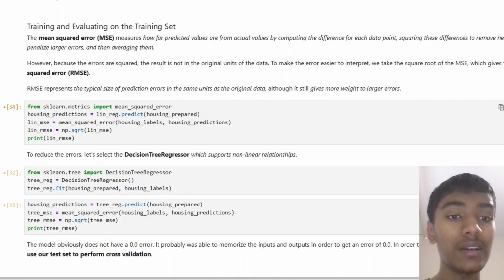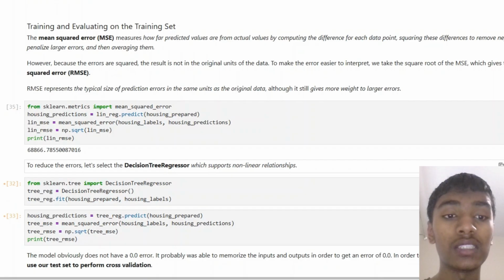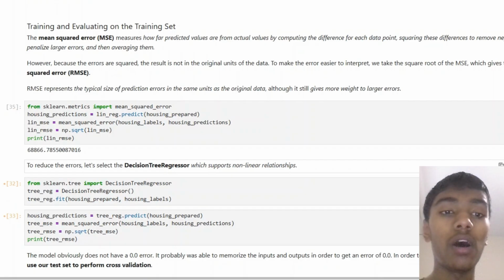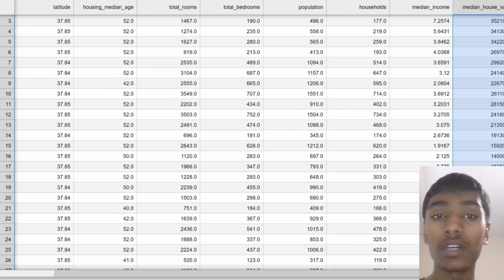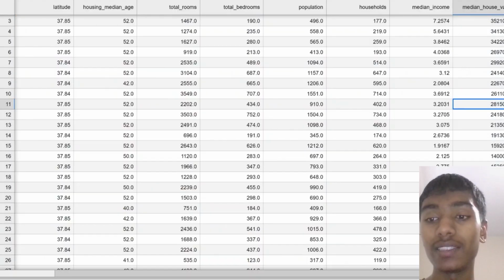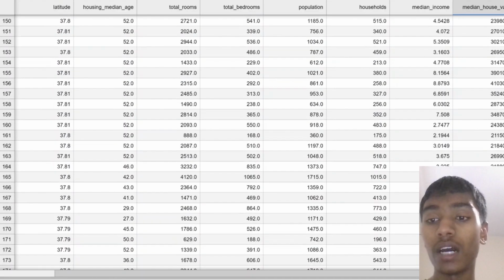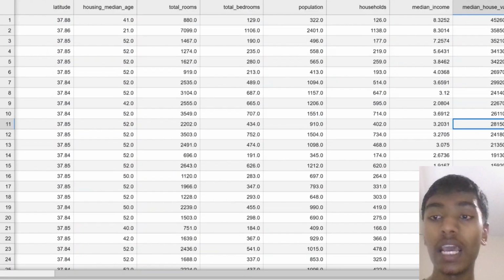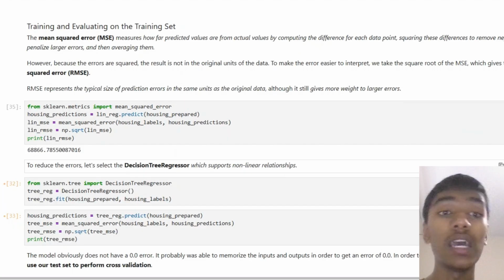Okay, so let's go ahead and run that and see what we get. You see that we get 68,866. That means that the model on average was off by roughly $70,000. Now, in our case, that is not good at all, because when you look at most of our data instances, you can see that the average price of homes hovers anywhere from $100,000 all the way up to $300,000. And so having a $60,000, $70,000 error on average is not very good.